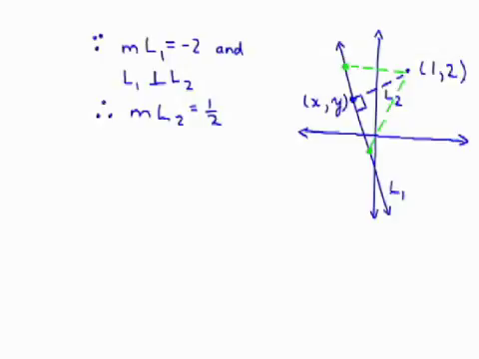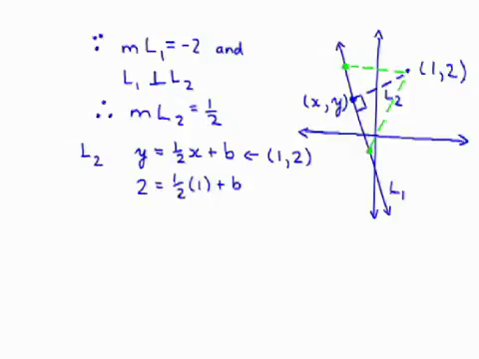So now I'm trying to find the equation of line 2, my dotted blue line. I know that its slope is 1/2, so I can write the equation as y is equal to 1/2 x plus b. I need to find b, the y-intercept. Well, I know that this particular linear function passes through the point (1, 2). So I can substitute 1 in for x and 2 in for y, and that allows me to solve for b, and I find that b, my y-intercept, is equal to 3/2. So now I know the equation of this particular linear function. It's y is equal to 1/2 x plus 3/2.